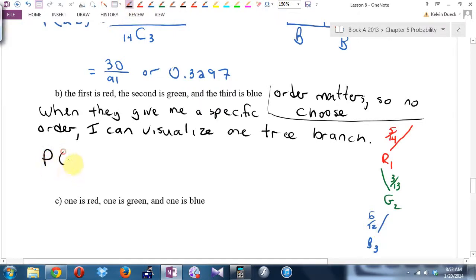The probability of red 1, comma, green 2, comma, blue 3, and it's going to be 5 out of 14, and 3 out of 13, and 6 out of 12, which is what? You can either go top times top times top over bottom times bottom times bottom, or you can use your fraction button on your calculator and get an answer in lowest terms. I don't care which.